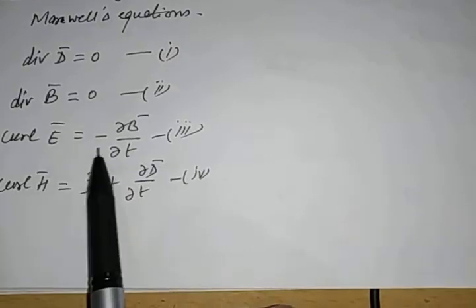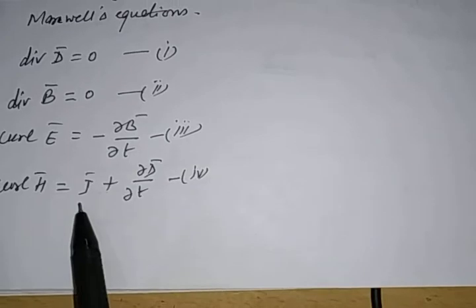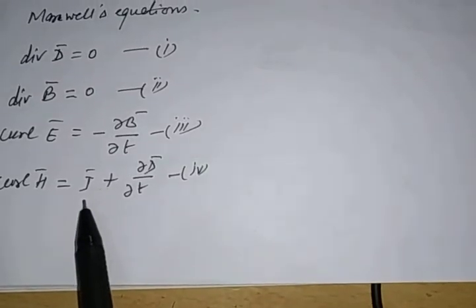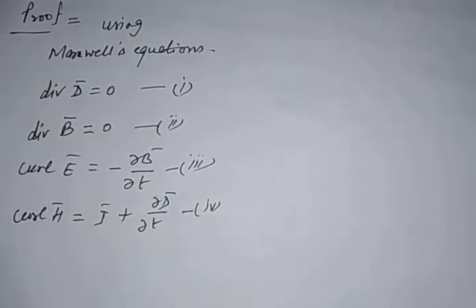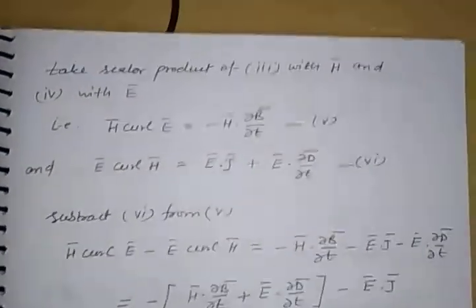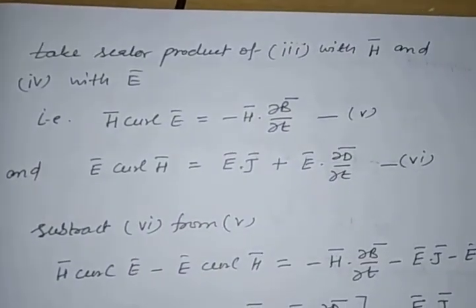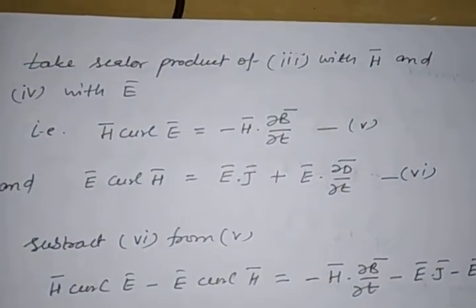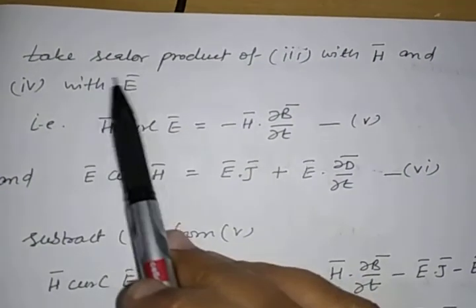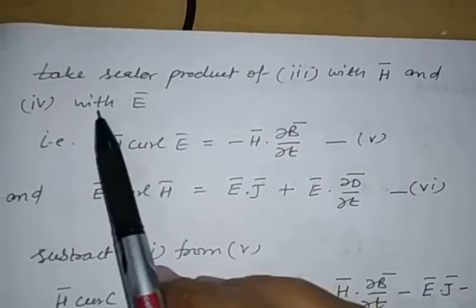Curl of E is equal to minus del B by del t, and curl of H is J plus del D by del t. It's a conducting media, so J will be available, as we have already discussed, I think twice in my last class. Now we have to get the solution of these Maxwell equations for getting the value of the energy. Take the scalar product of the third equation with H and the fourth equation with E.